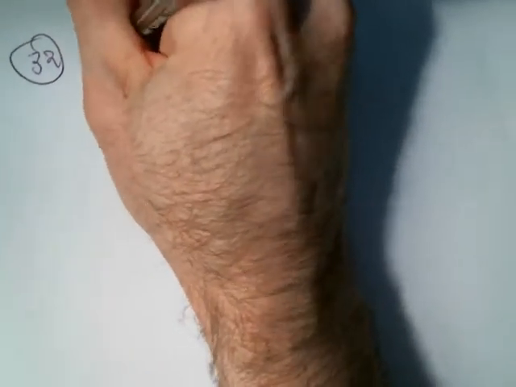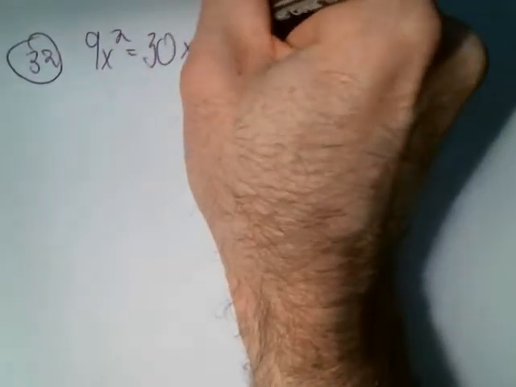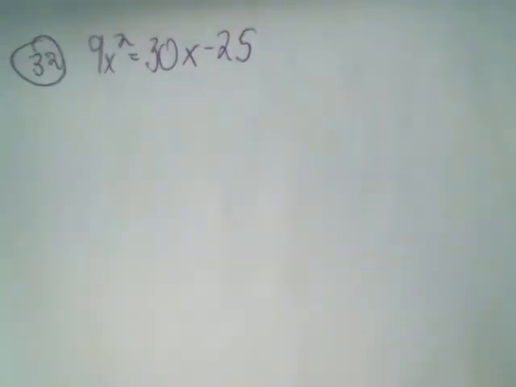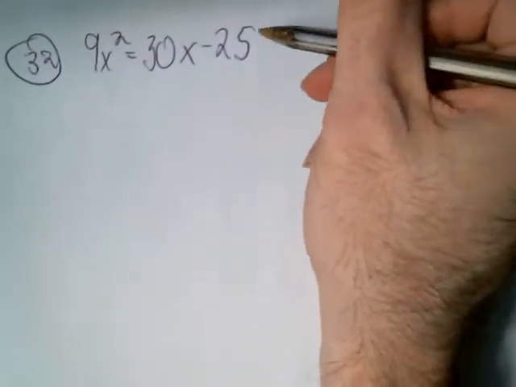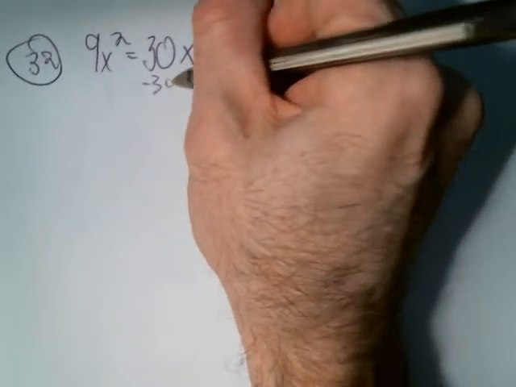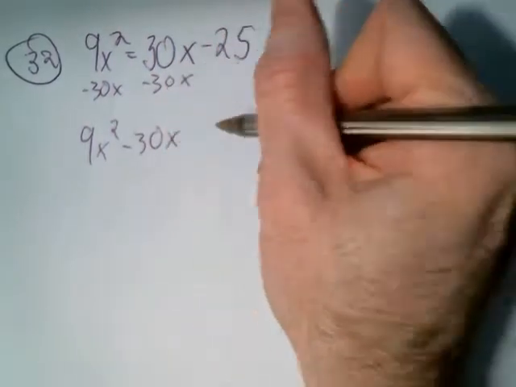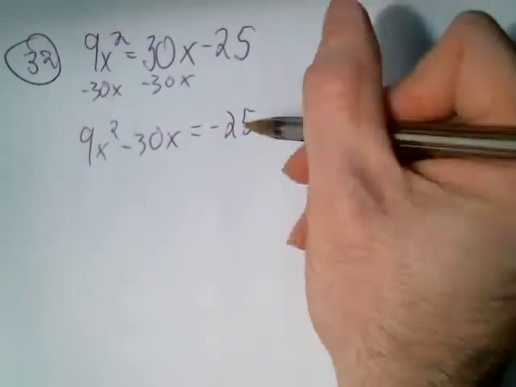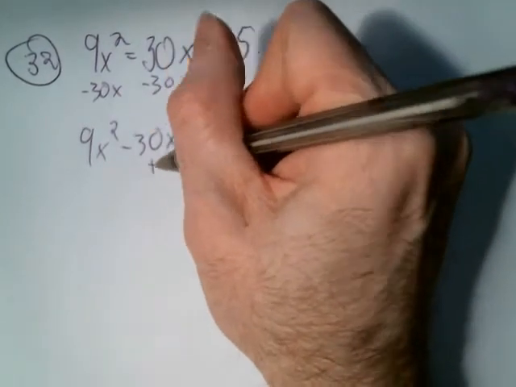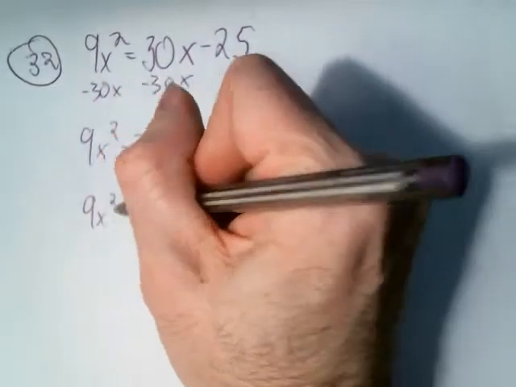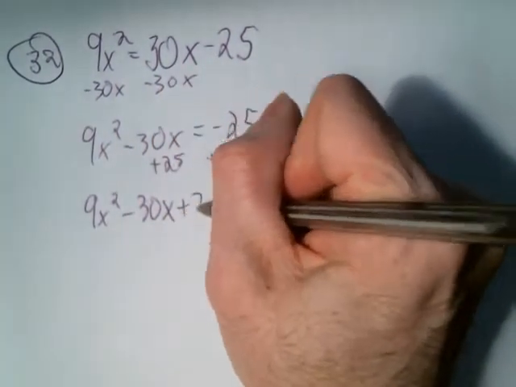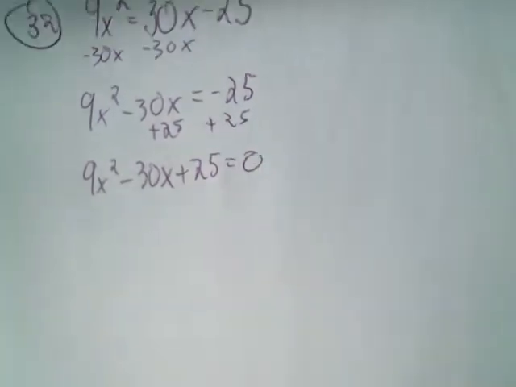Here we got 32. I want to get everything on the left-hand side, so I'm going to subtract the 30x. Get next x squared minus 30x is negative 25. I need to add the 25 both sides. You do it all at once, I don't care. And x squared minus 30x plus 25. Okay, now it's in the standard form.